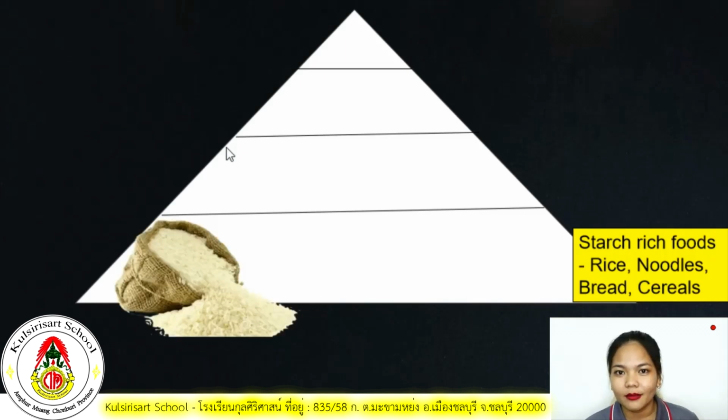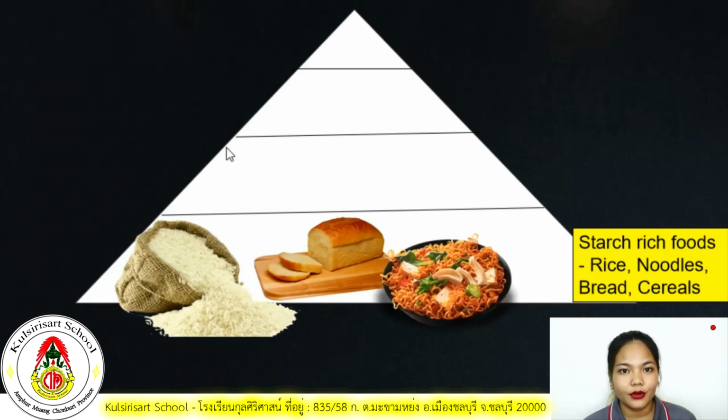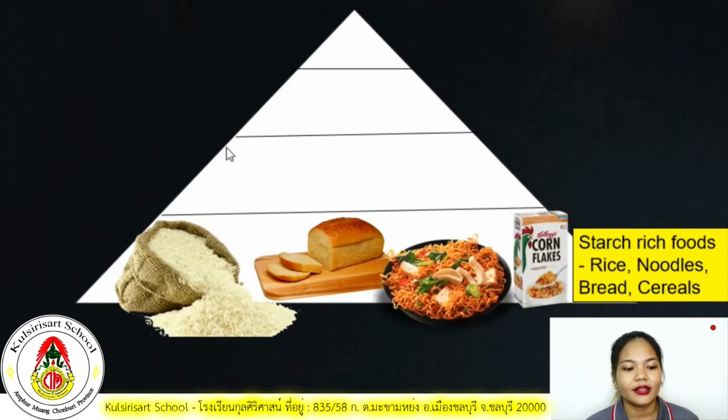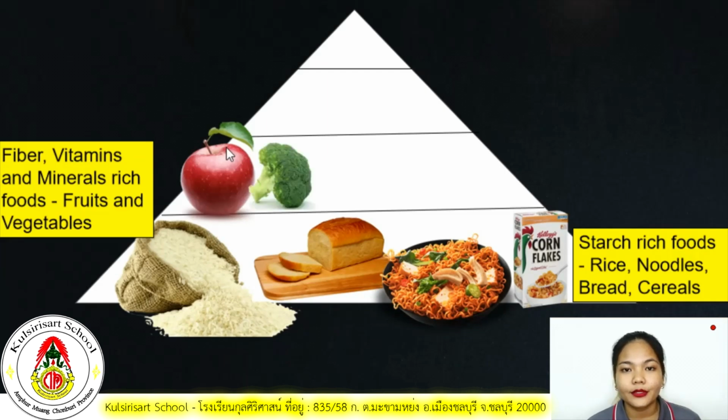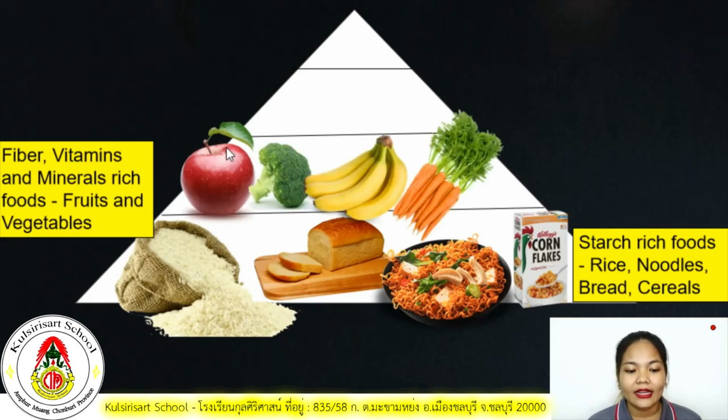Now, at the bottom portion, you can see there starch-rich foods just like rice, noodles, bread, and cereals. Now, on the second level of our food pyramid, you can see there fiber, vitamins, and mineral-rich foods such as fruits and vegetables. So you can see there apple, broccoli, banana, carrots, and tomato.